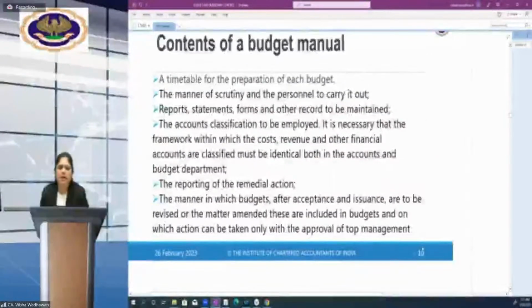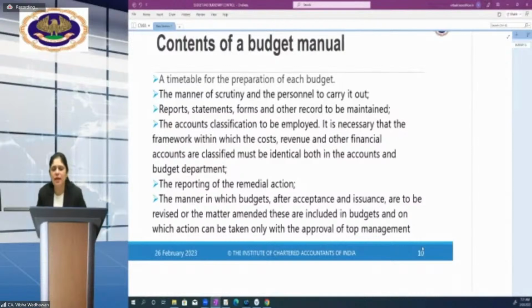All right. A timetable for the preparation of each budget, when production budget is going to be made, when cash budget is going to be made, at what point of time sales budget should be ready. So every timeline is mentioned in the budget manual. So the format, the timeline, the given period of time, see how important the budget manual is. The manner of scrutiny and the personnel to carry it out, who is going to prepare it, who is going to execute it. Reports, statements, forms, and other records to be maintained. So along with the budget, what all records and extras are to be made, everything is mentioned in the budget manual.